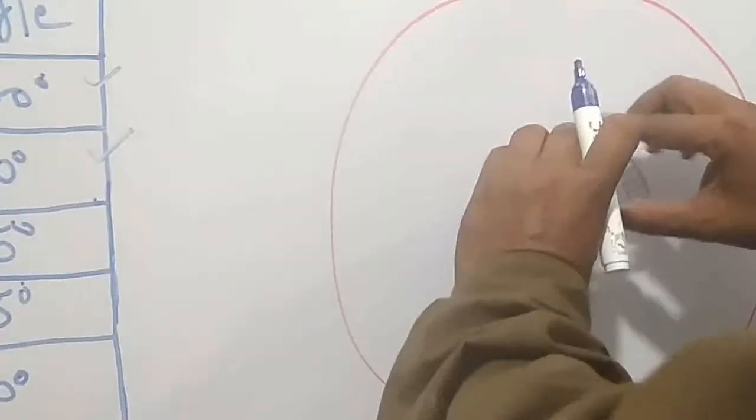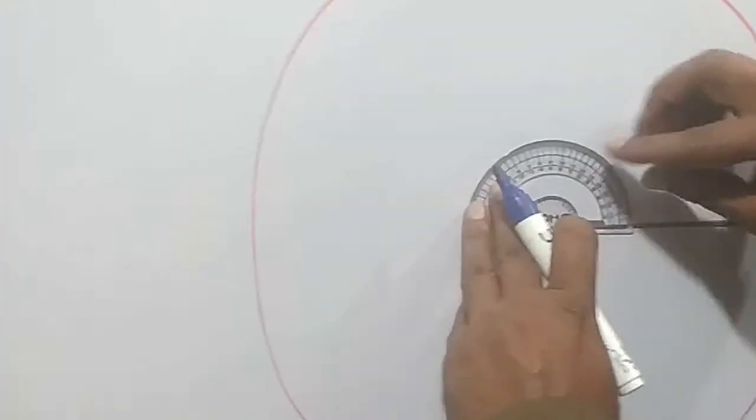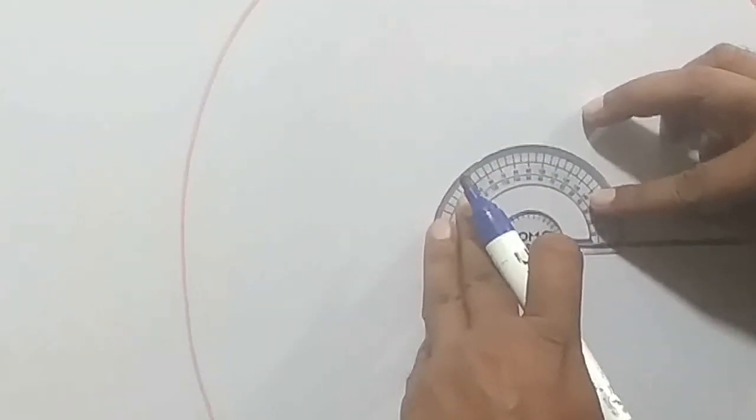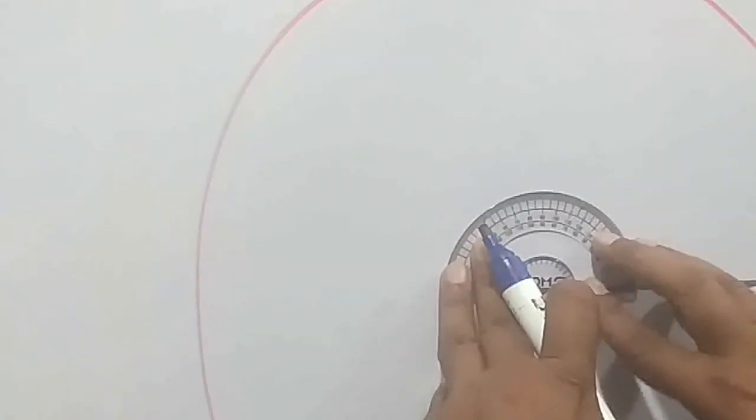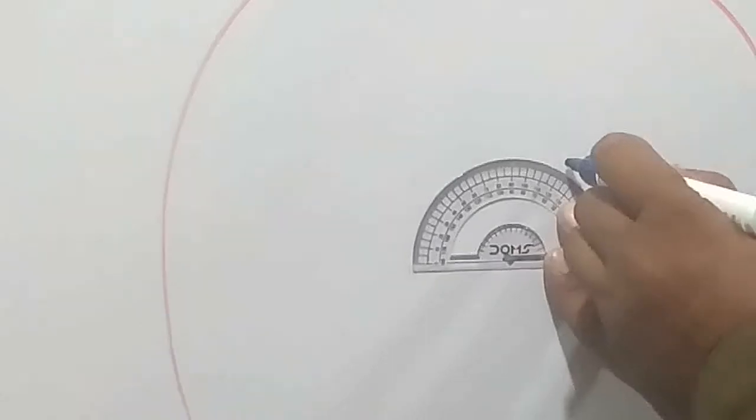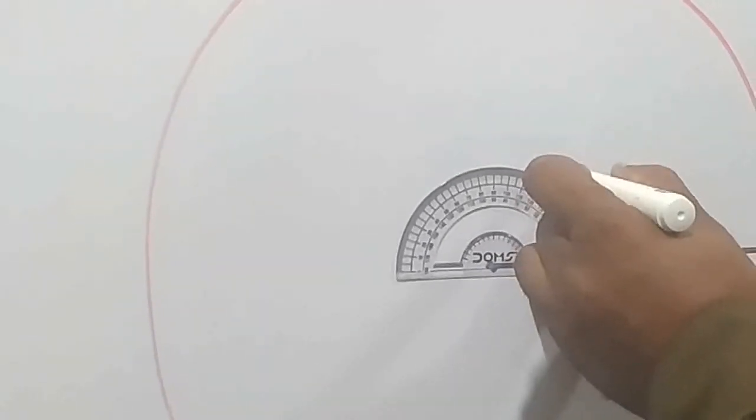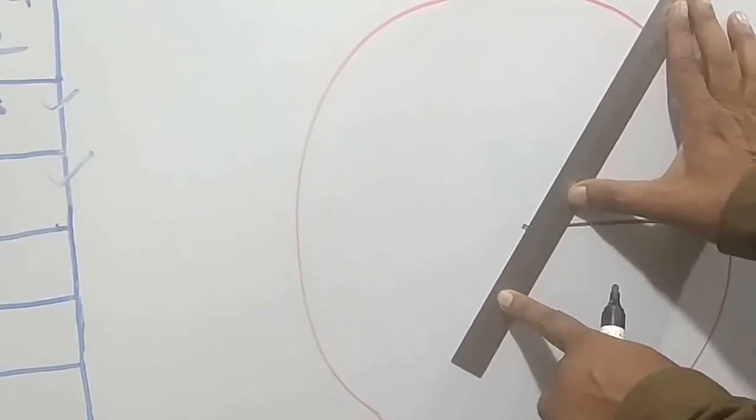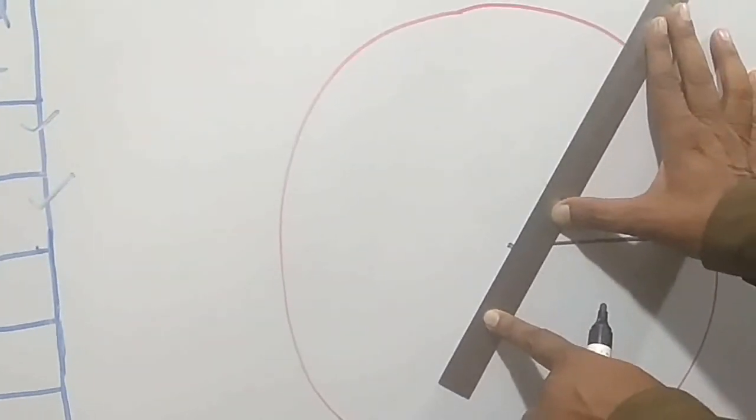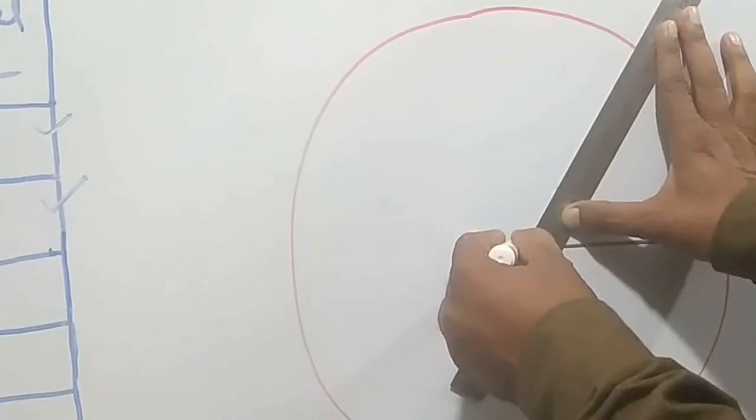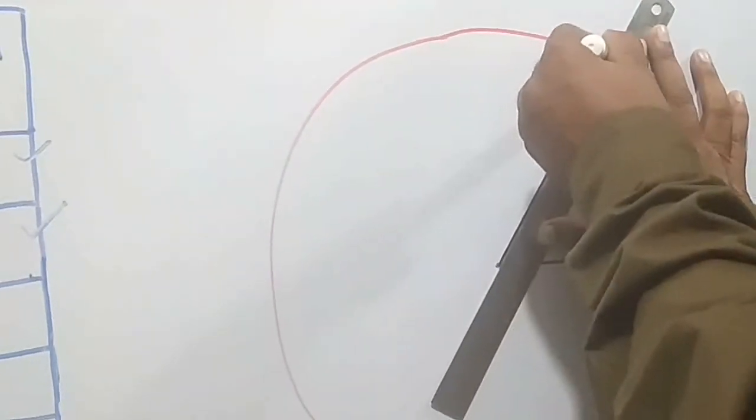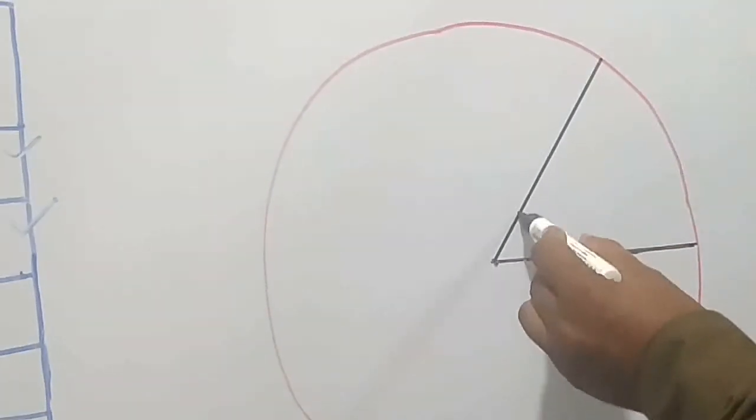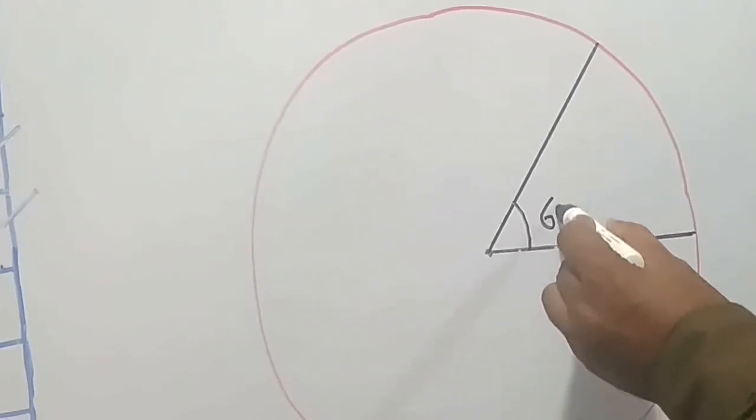Now we are trying to draw the 60 degree angle. We place the center point of the protractor on the center point of the circle, and then we match this line. The 60 degree is here. We join the center point of the circle with this 60 degree. This is the angle of 60 degrees, and it is for English. So we write here English.